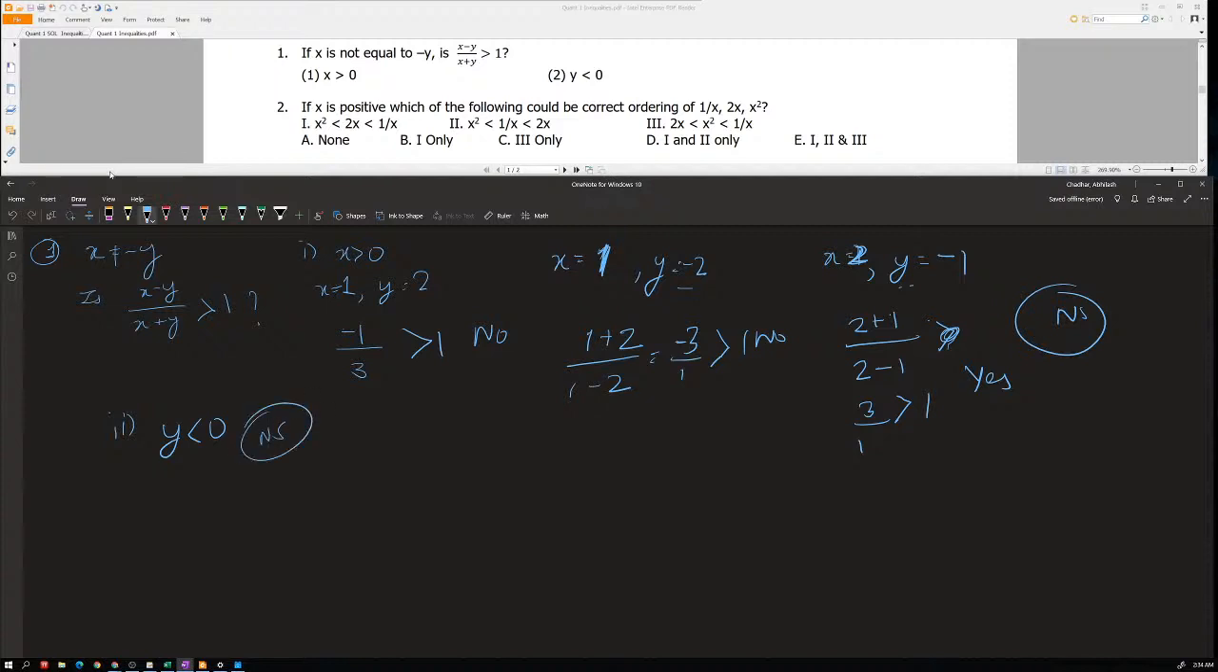What will happen if we take both combined? x is positive, y is negative. Still the same condition here also. If you see, y is negative, x is positive, but here it is less than 1 and here it is greater than 1. So I will mark it as E. Let's see what the actual answer is.